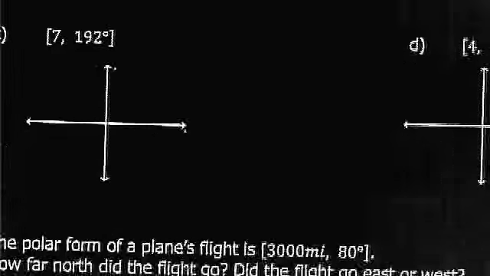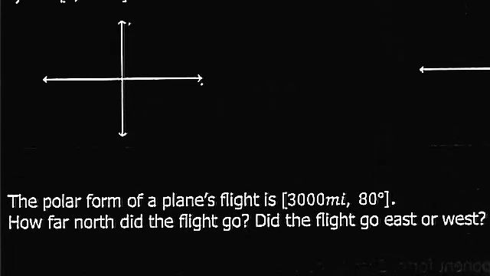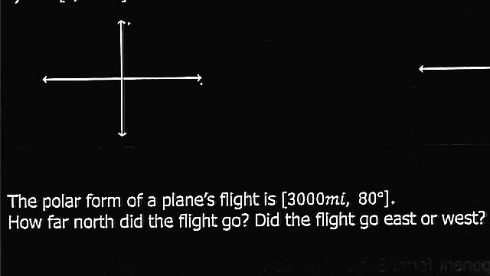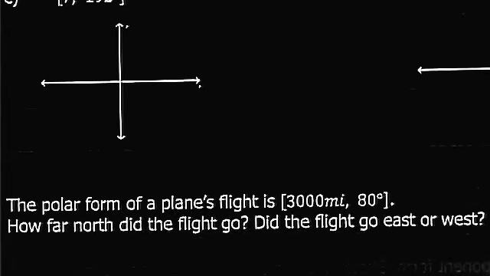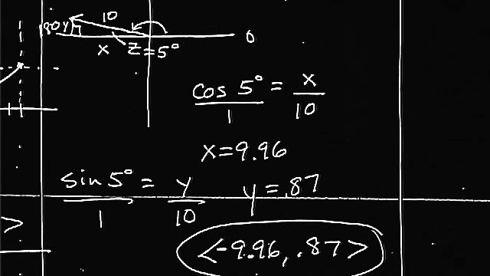And we're going to work on some problems in class. The polar form of the plane's flight is 3,000 miles and 80 degrees. How far north did the flight go? Did the flight go east or west? Those are some questions you have to be able to think through, and we're going to talk about more in class. We'll practice those in class. So there are some story problems we're going to work on.